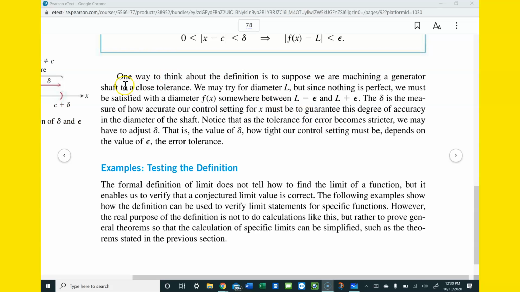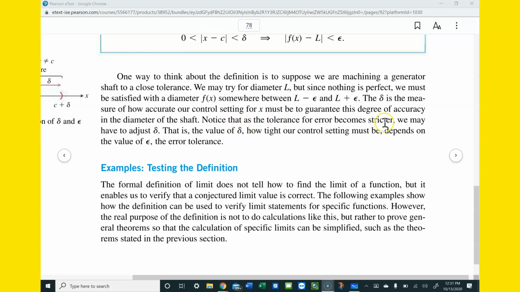So don't panic. One way to think about the definition is to suppose we are machining a generator shaft to a closed tolerance. We may try for diameter L, but since nothing is perfect, we must be satisfied with the diameter f of x somewhere between L minus epsilon and L plus epsilon. The delta is the measure of how accurate our control setting for x must be to guarantee this degree of accuracy in the diameter of the shaft.